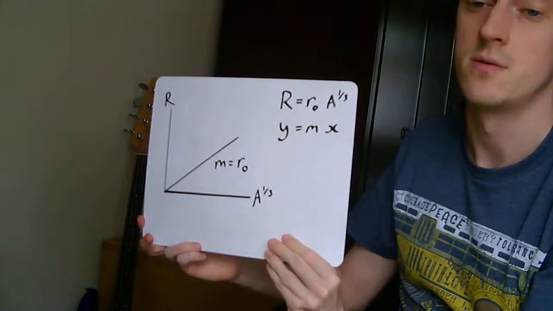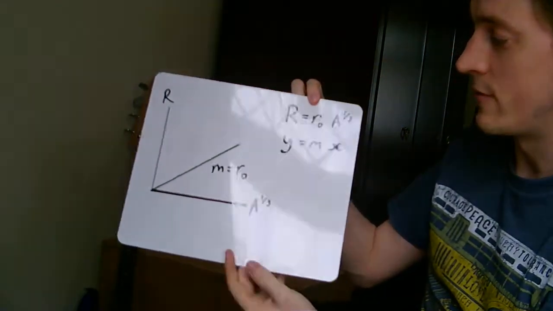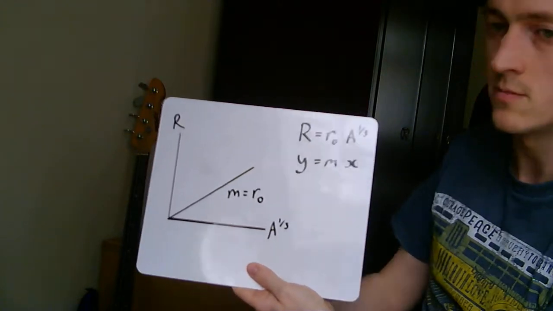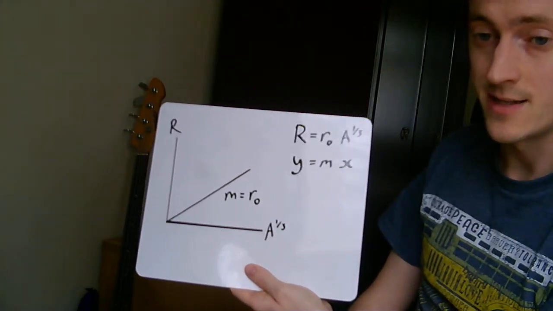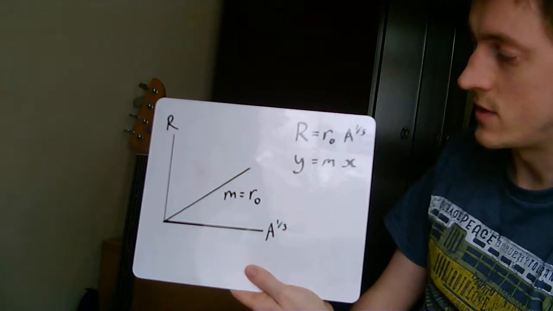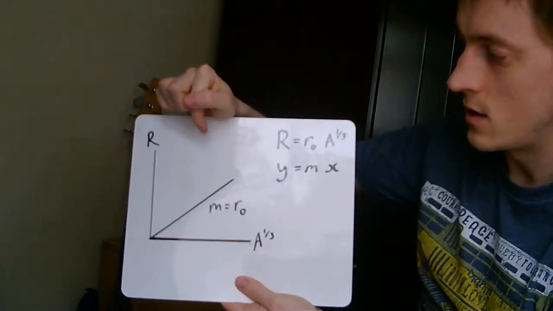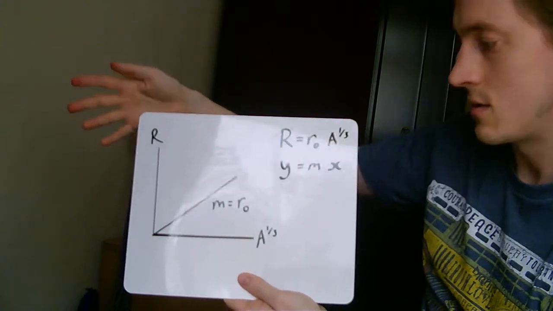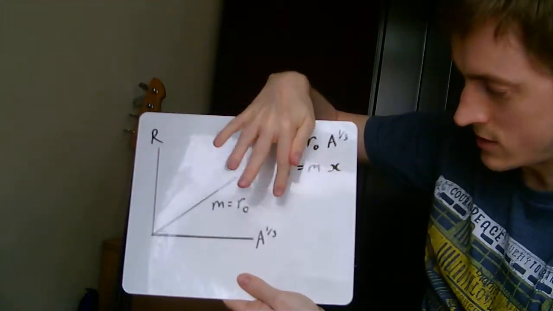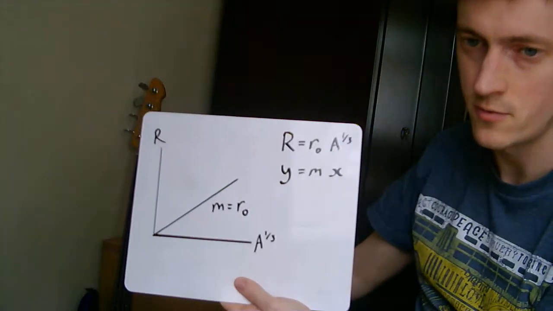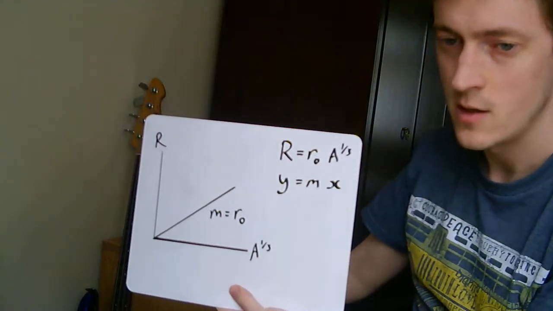It turns out that, seeing as we've got this relationship, if I was to plot r against a to the third, it would just be a straight line with gradient r naught. That's it really, not the most exciting of things. You can still figure out from this graph, if you were to plot it, that r is going to be proportional to a to the third, and by looking at the gradient you can work out what r naught is, and the relationship comes out like that.